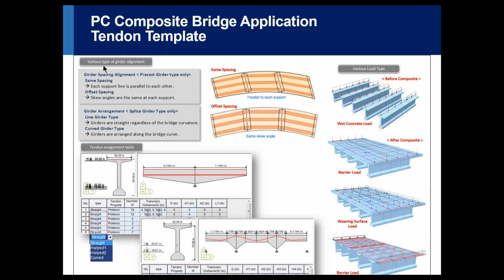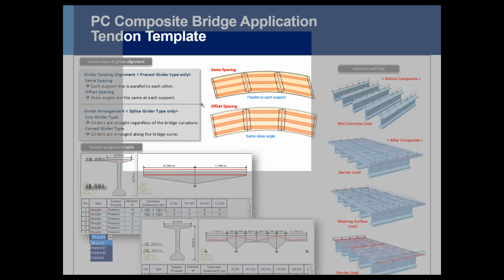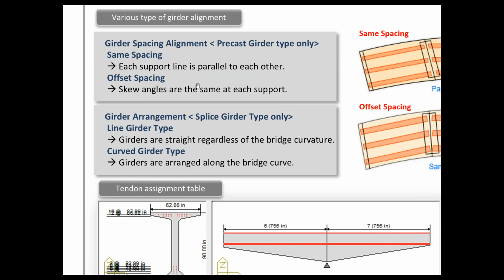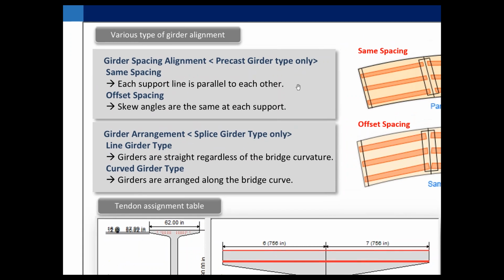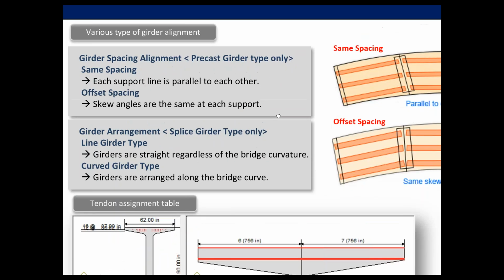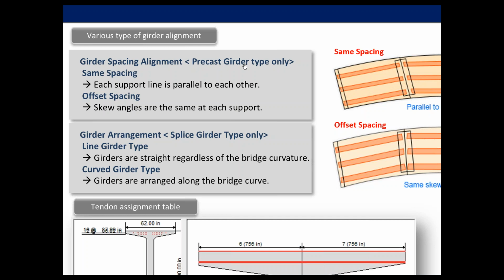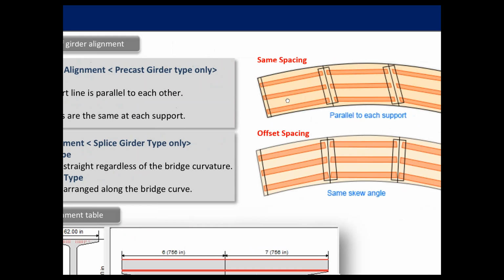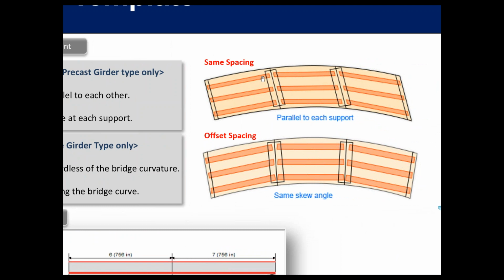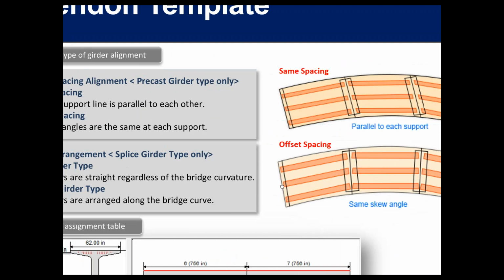So in the section and the tendon tab, you will be able to find this type of information. You can actually define various types of girder alignment. If you look at it, for the precast girder types, you can define same spacing, and the support lines are parallel to each other, or opposite spacing type. And the skew angle will be the same, but the support lines will not be parallel to each other.